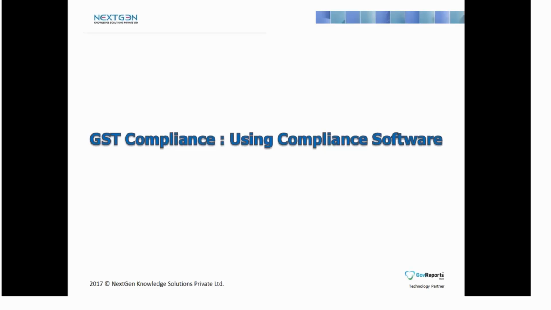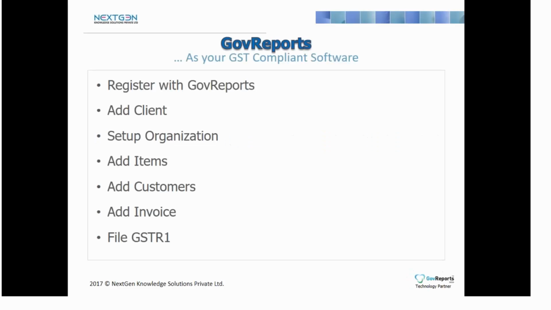Now this was one option which the taxpayer has today for using Excel based utility for GST compliance. There is a second option which is available to the taxpayer, which is using compliance software for the purpose of preparation and filing of return. For that purpose, we have GovReports as the GST compliance software. You can register with GovReports, and the steps involved are: you can add client, set up the organization, add items, add customers, add invoices, tax invoices, then you can file GSTR 1. So let us see one by one the steps involved in this.